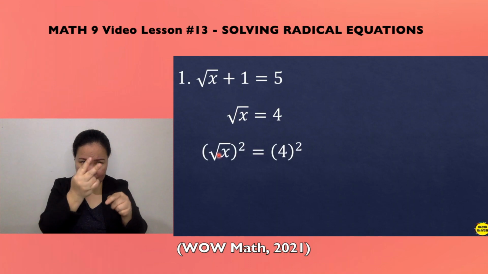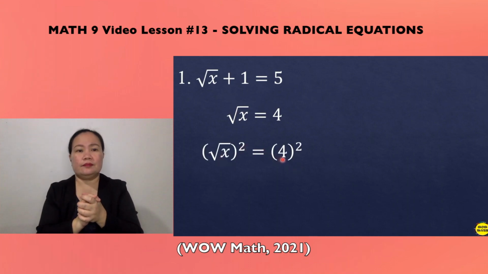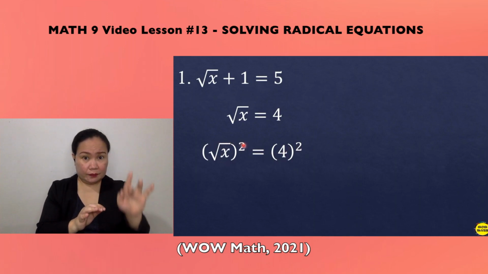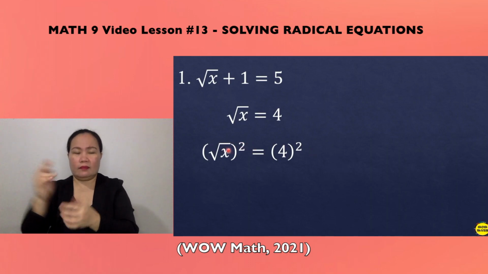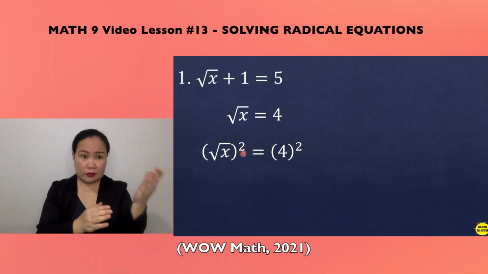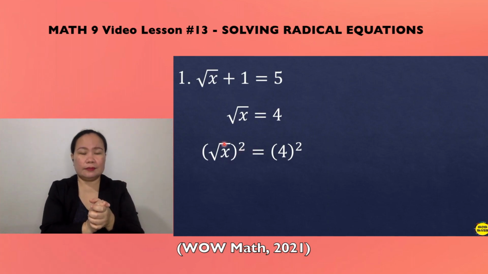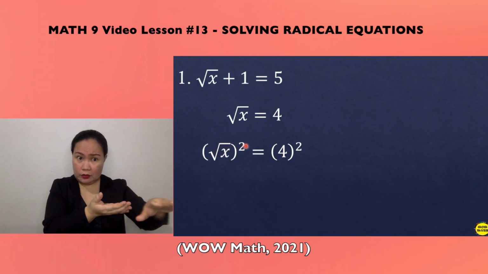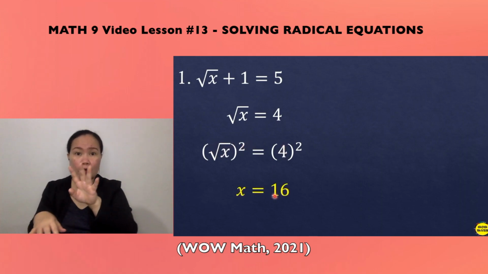So square root of x squared is equal to 4 squared. So square root of x squared, pwede natin ma-simplify ito using yung unang napag-aralan natin. So matatanggalin natin yung radical natin, so x na lang yan. And then 4 times 4, the answer is 16.